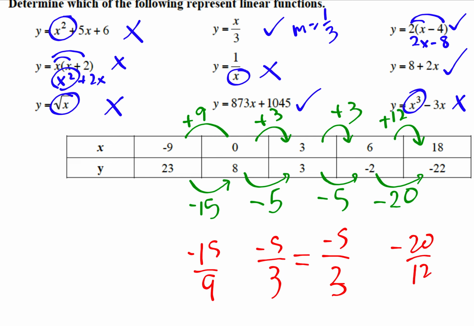Now those two in the middle are the same. The first one's actually the same too. If we just divide top and bottom by 3, reducing that fraction, it's negative 5 thirds. And if we divide top and bottom by 4, reducing that last fraction, it's also negative 5 thirds. So since these are all the same slope, this table has a linear function in it.